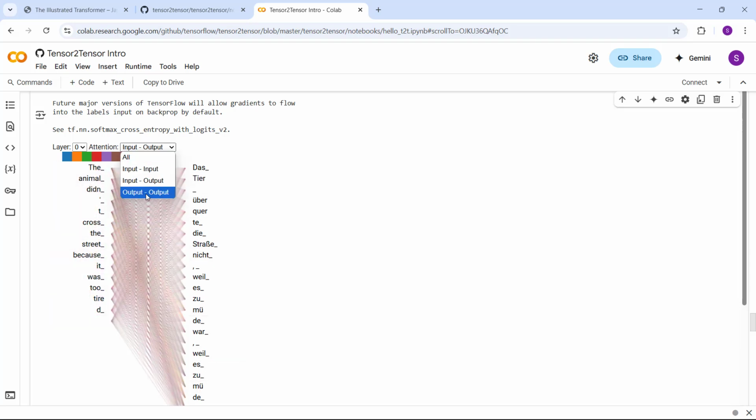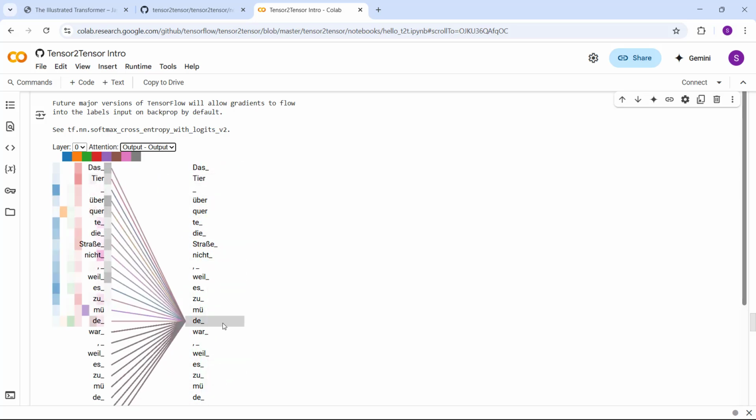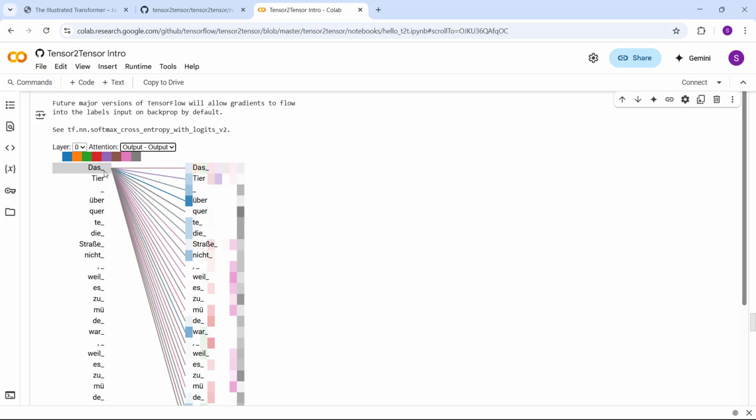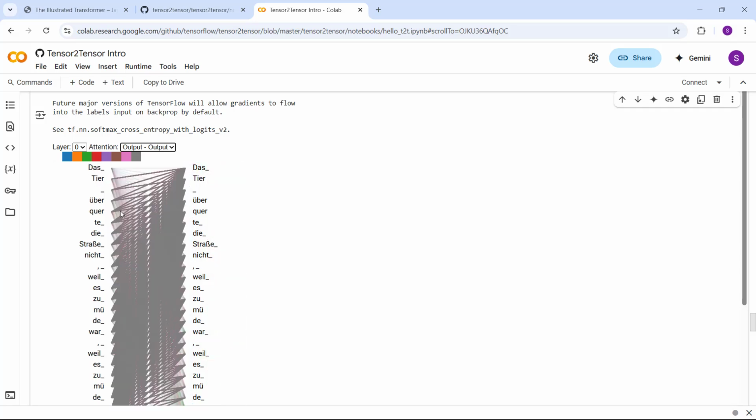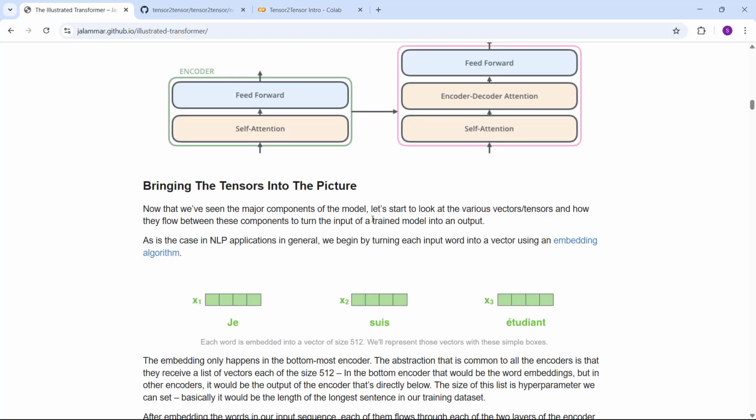This will help how each word in the encoder relates to each other word in the decoder. The next attention is output output. Output output means decoder self-attention, that is German to German, every word in German to each other word in German. Whichever word has the highest attention score will be predicted as the next word in the sequence. Now let's go back to this article so we can deep dive.